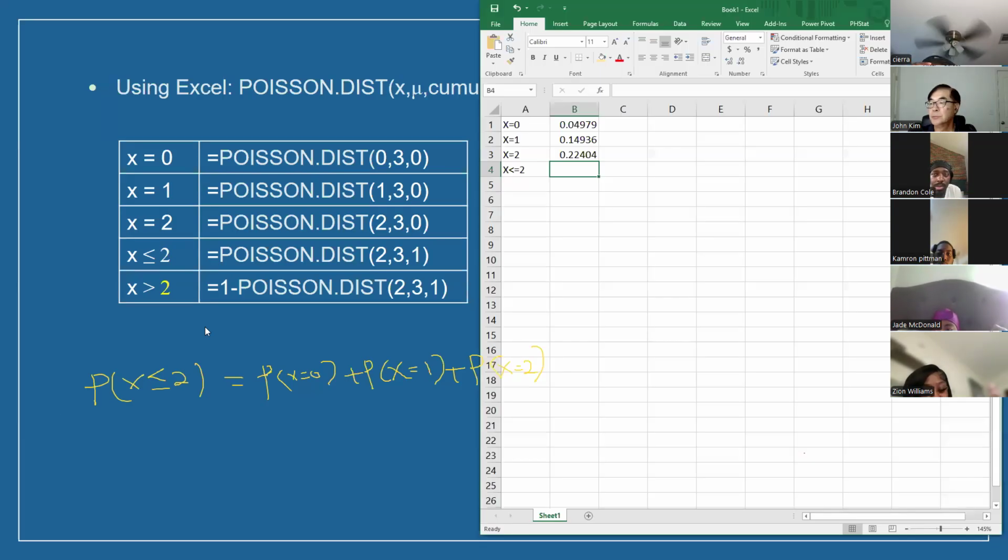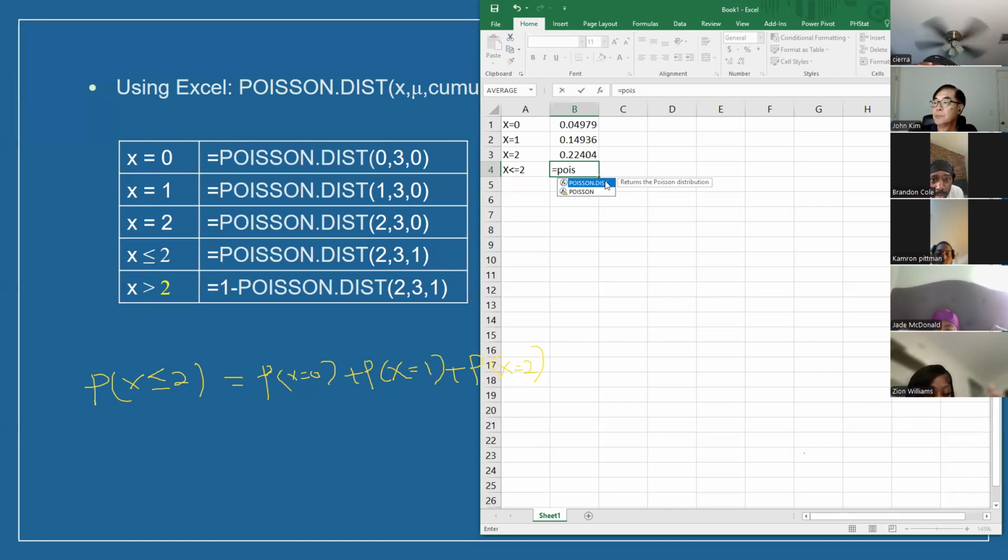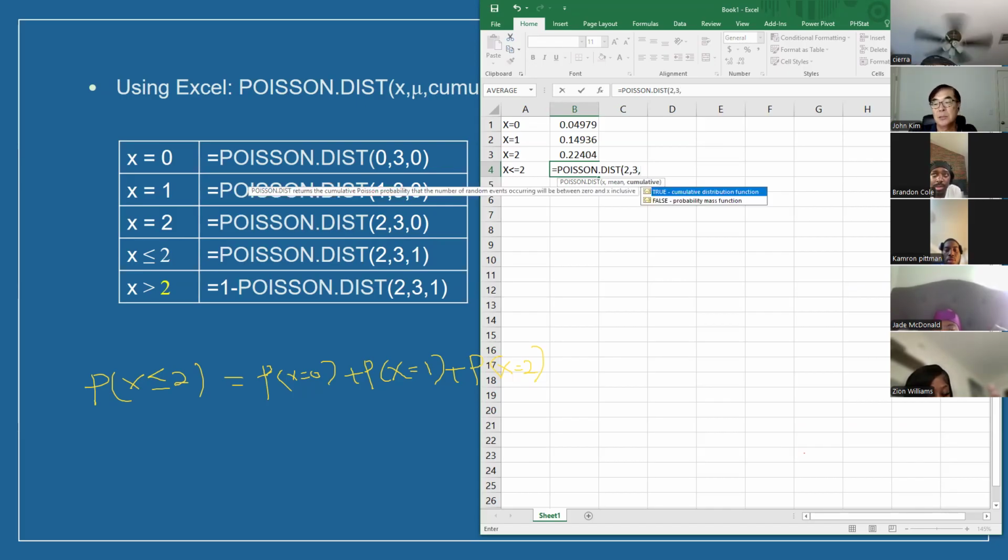So using Excel, equals Poisson distribution. Because it is up to 2, 2, 3, and it is cumulative. 0, 1, 2, cumulative. So type 1 or true.